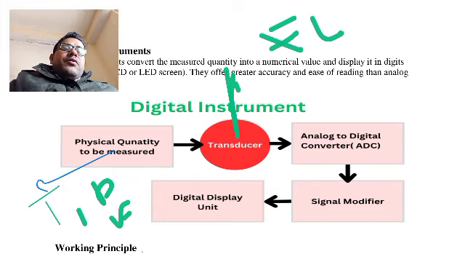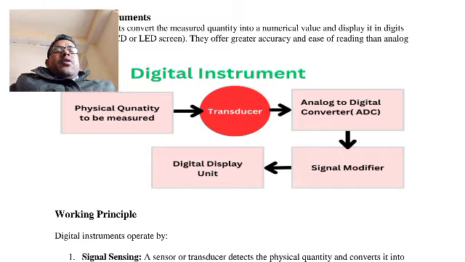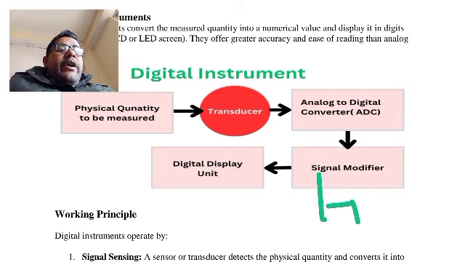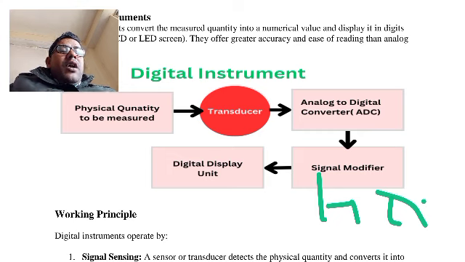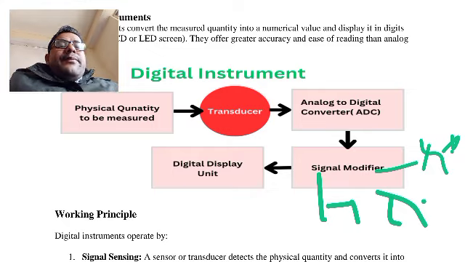After getting the analog output, we add the ADC, analog to digital converter, which converts the analog signal into a digital signal. Why are we converting analog to digital? Because for calculation we can use a microprocessor or microcontroller for analyzing the signals. Here the microcontroller or microprocessor can be used, and after the microcontroller we use the digital display unit for displaying the signals.